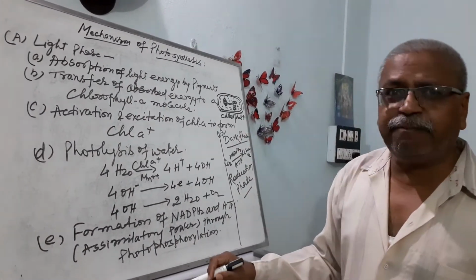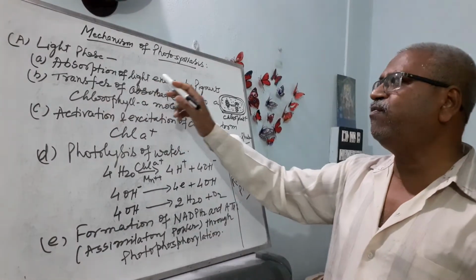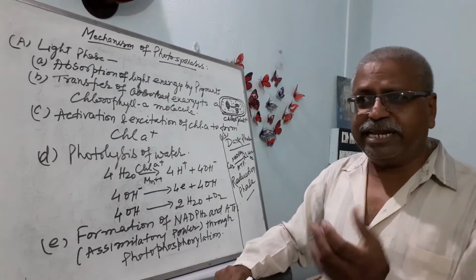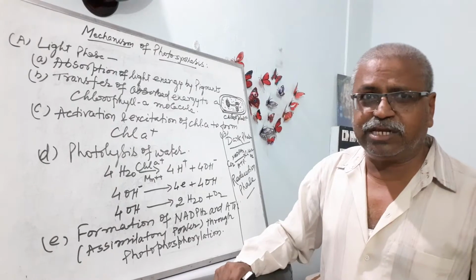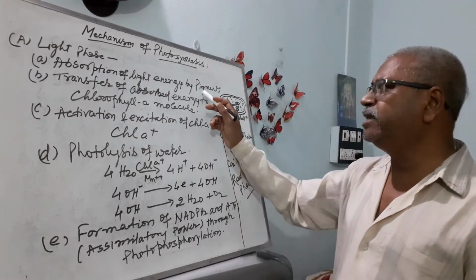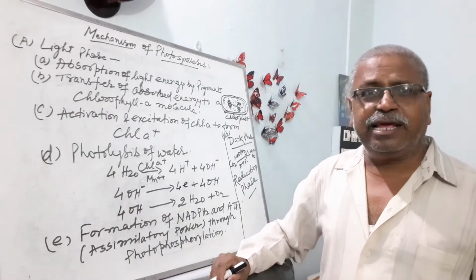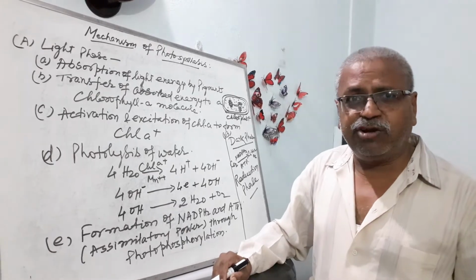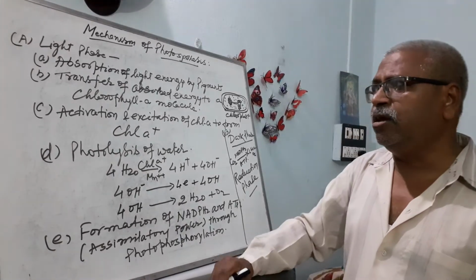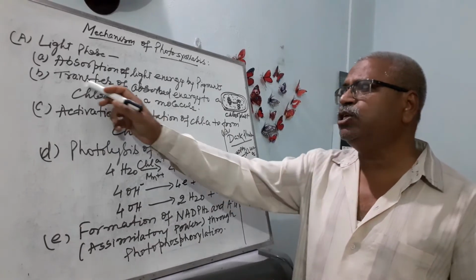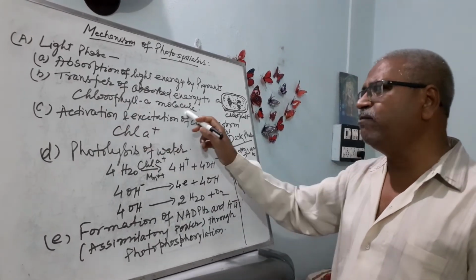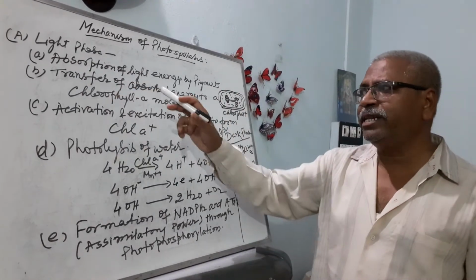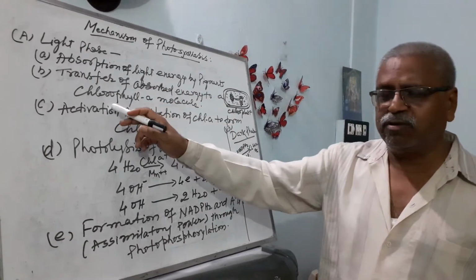In light phase, the first step is absorption of light energy by pigments. The solar energy which comes from the sun to the surface of the leaf is absorbed by different types of pigments like chlorophyll A, B, C, D, E, carotenes, phycobilins, etc. All the absorbed energy is then transferred to chlorophyll A molecules.